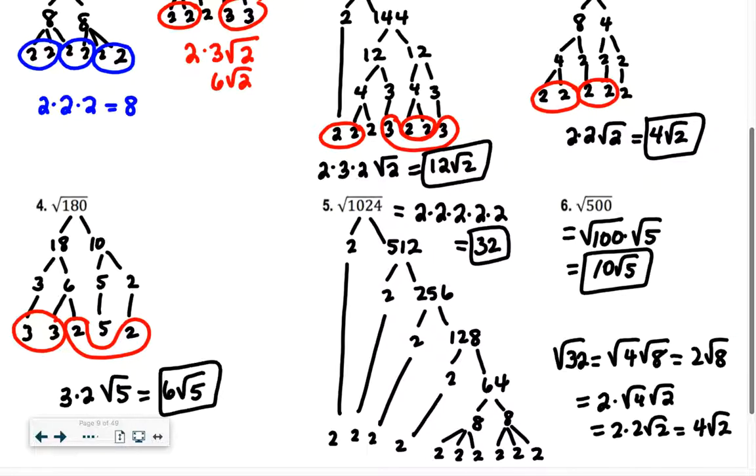So you can get there if you don't think about the biggest perfect square. You can still get there. It just takes a little bit longer. It's kind of like doing that factor tree method. Okay?